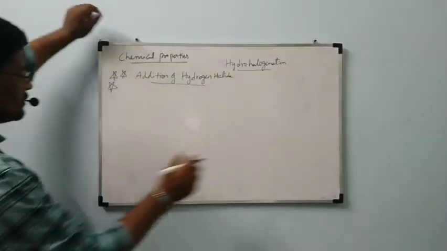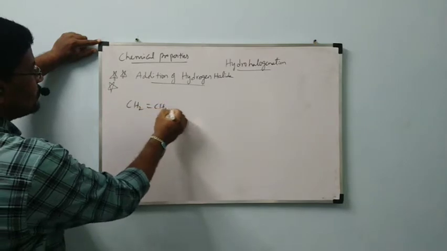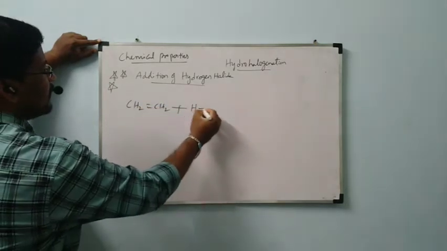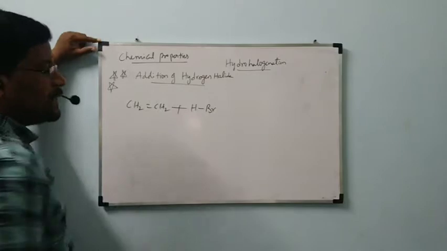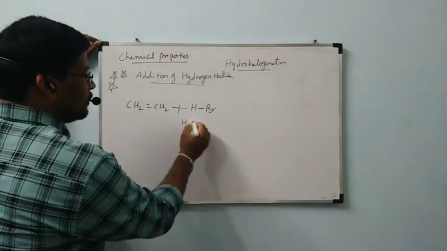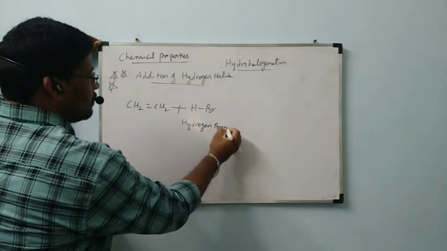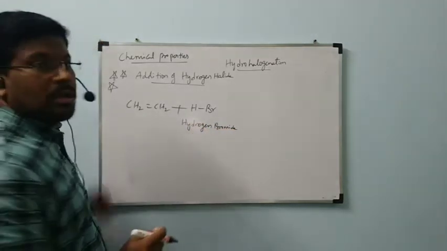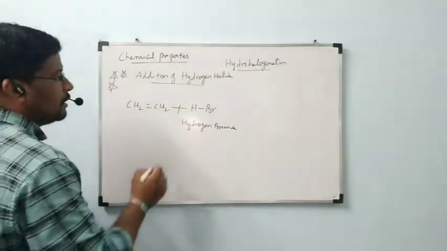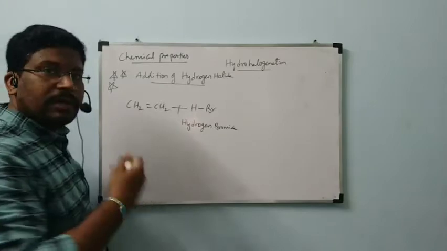Any one symmetrical alkene I am going to take, CH2 double bond CH2, is added with HBr. I am going to take hydrogen halide, for example HBr, hydrogen bromide. Br will be added to one carbon, hydrogen will be added to one carbon.